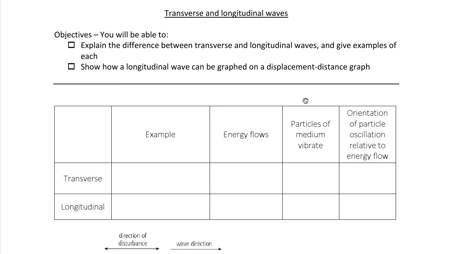This lesson is about transverse and longitudinal waves. We'll take a look at examples of each so that you'll know and be able to explain the difference, and we'll also spend some time looking at how a longitudinal wave can be graphed on a displacement distance graph, because that can be confusing at first. So let's look at some examples.